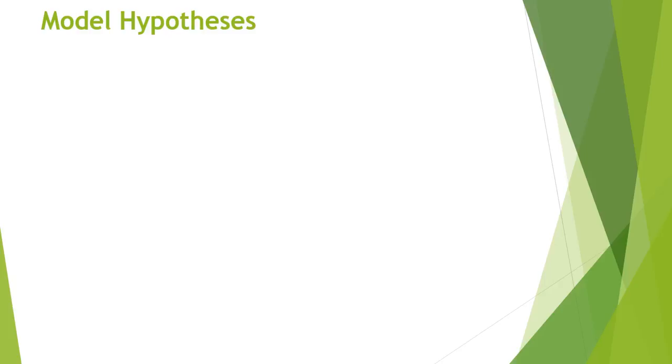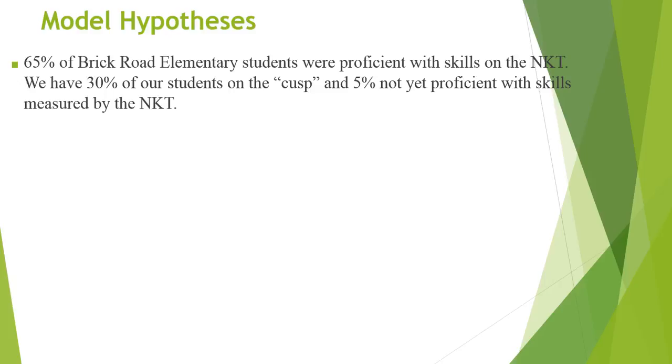So just like we modeled our problem statement, here are some model hypotheses. We revisit Brick Road Elementary. They had 65% of their students proficient with the skills on the number knowledge test, and they had 30% of their students on the cusp, in that yellow range. And then they have 5% that were not yet proficient.